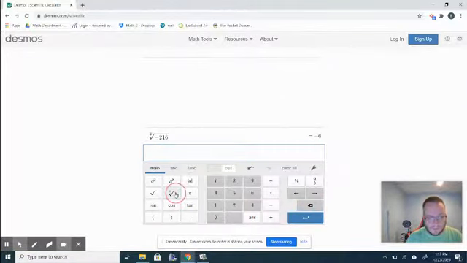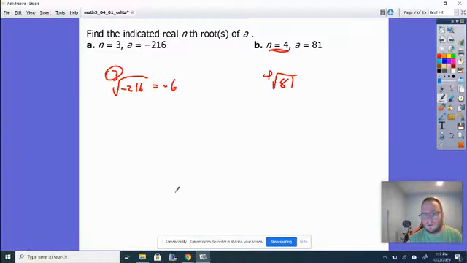So we're going to do the same thing. Fourth root of 81. Now, Desmos only gives you that principal root, that positive root. But I know, since it's even, I need to have 2. So it's not just going to be 3. It's going to be positive or negative 3. Okay, so Desmos isn't going to give you both. You need to be careful that if it is even, you want to put positive, negative.